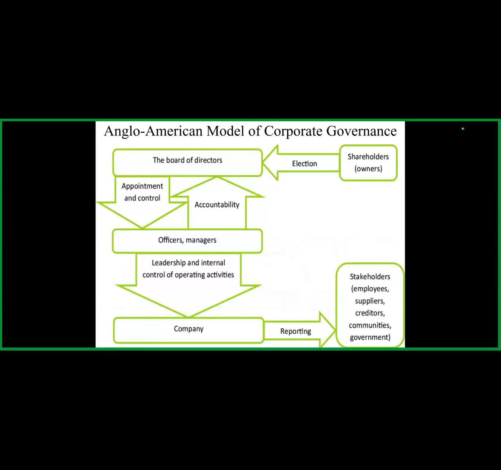Whatever the product of the organization which is being manufactured, or if the organization is a service organization, whatever service the organization is offering, that service or that product should be of good quality. So that is the model of Anglo American corporate governance. This is how the American companies function.